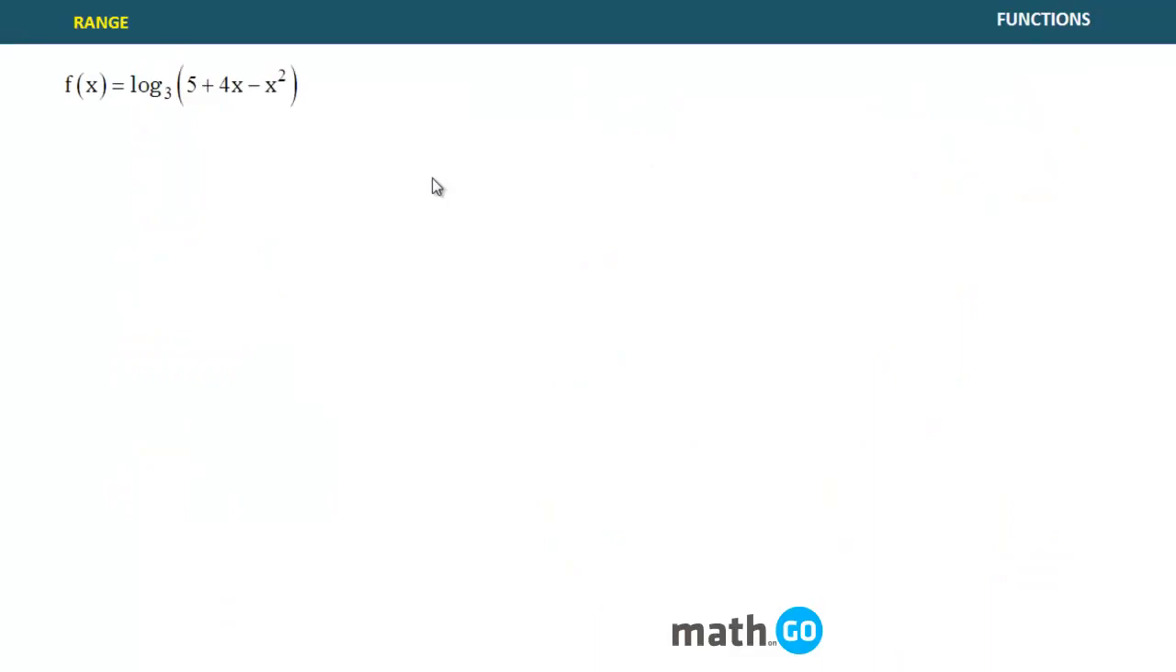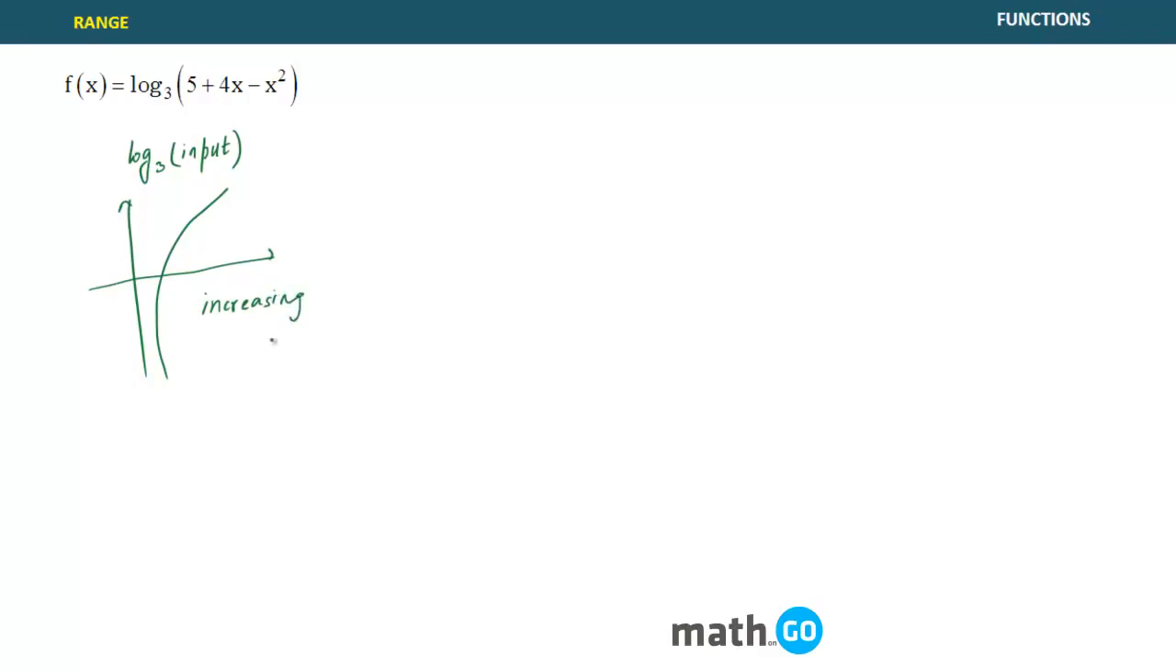Okay, now let's take another problem on range. It says you have to find the range of this logarithmic function. So how does a logarithmic function work? We have just understood that for a logarithmic function, it is log 3 with some input here. And we know that the diagram of log is something like this, and this is an increasing function.